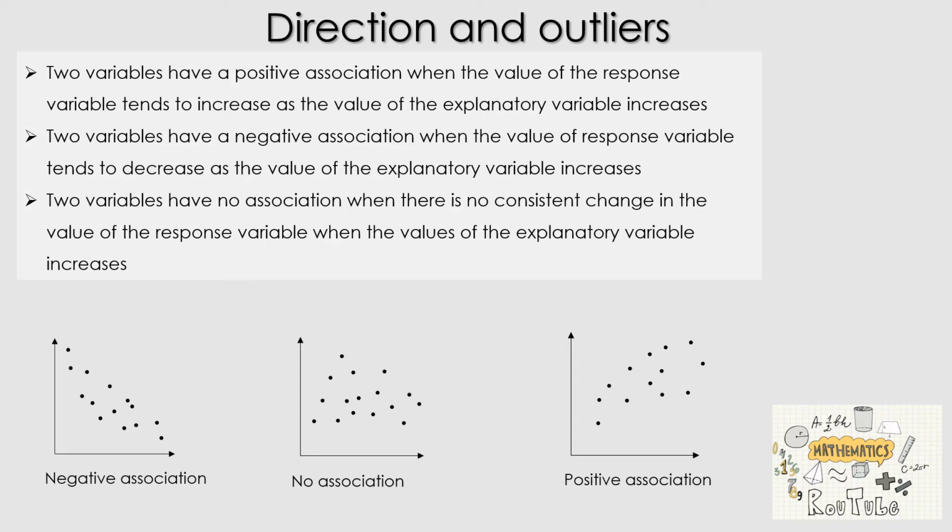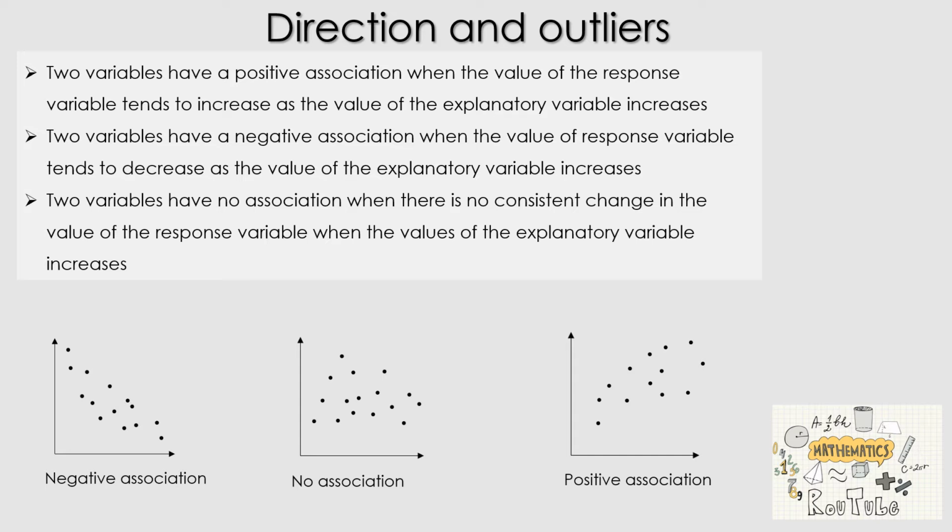The second dot point: two variables have a negative association when the value of the response variable tends to decrease as the value of the EV, the explanatory variable, increases. And the third and final dot point is that two variables have no association when there is no consistent change in the value of the RV when the value of the EV increases.